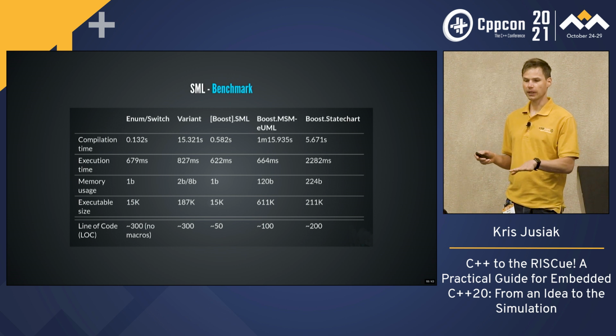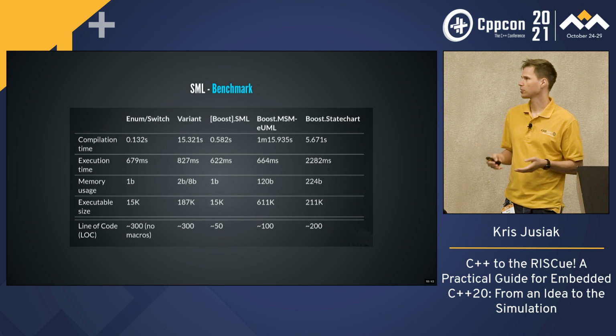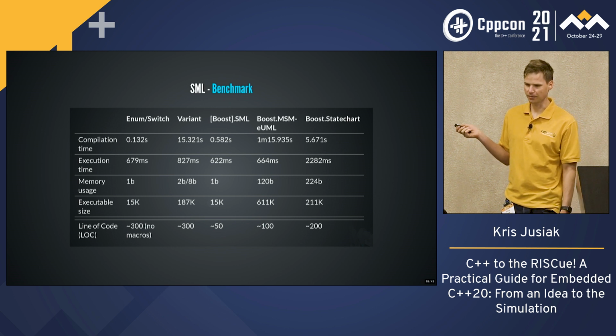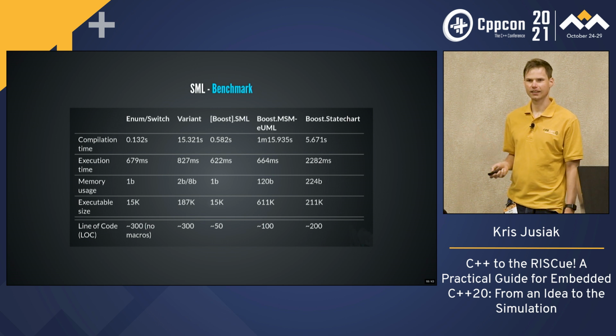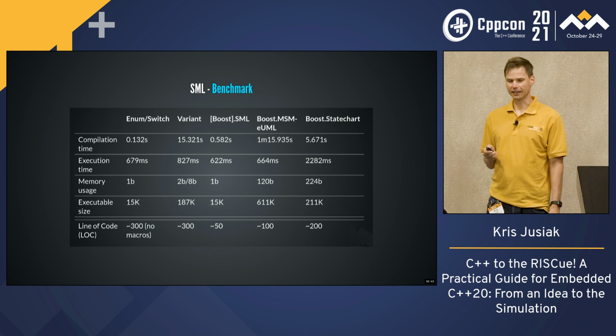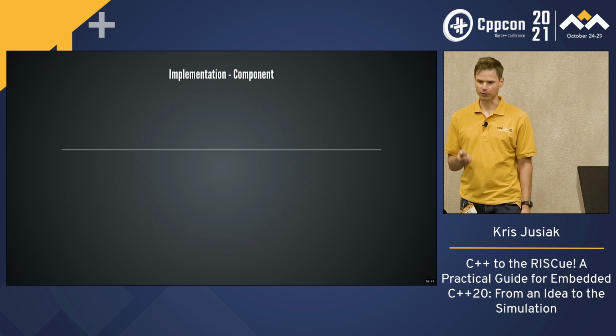As for the compilation times, I have to point out there is always a penalty for using abstractions. As pointed out, there are no zero overhead abstractions, but it's as close to zero as possible. It's slower than enum, but well, take a look at MSM EUML. It's a very nice abstraction, but it compiles 1 minute, 15 seconds in comparison to 100 milliseconds for the switch. I don't know whether you want to change just for that. I wouldn't.